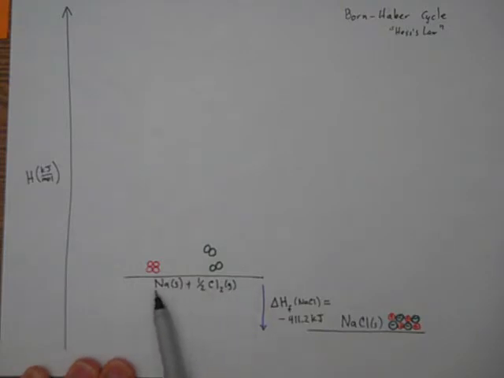So we're going to start off with sodium metal, just plain old sodium, sodium solid. So here's some sodium atoms stacked up. And we're going to also start with a half mole of chlorine gas. So here's some Cl2 molecules stacked up there.